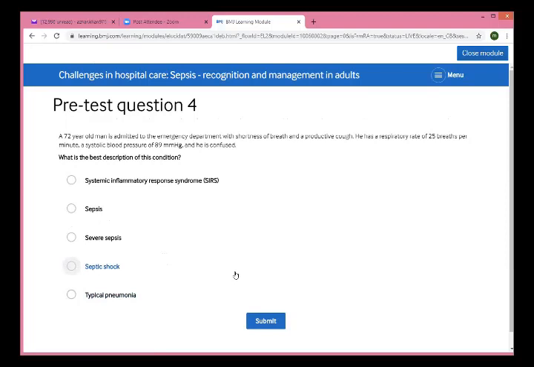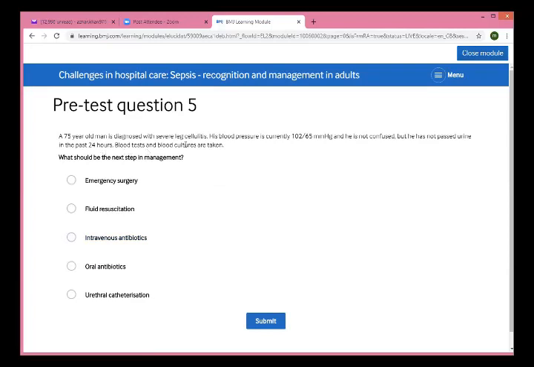A 72-year-old man is admitted to the emergency department with shortness of breath and productive cough. Again, a sepsis. Respiratory rate is 25, systolic blood pressure is 89, and he is confused. So this patient has confusion, low blood pressure, and sepsis. What is the best description of this condition? The source of infection is the chest. I would say this patient is in severe sepsis because of organ failure.